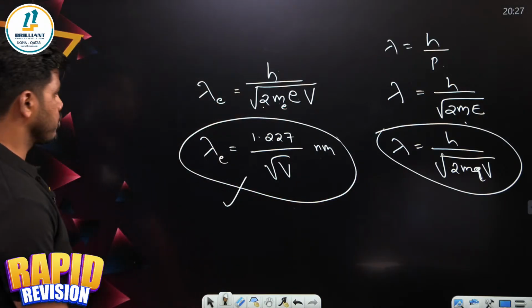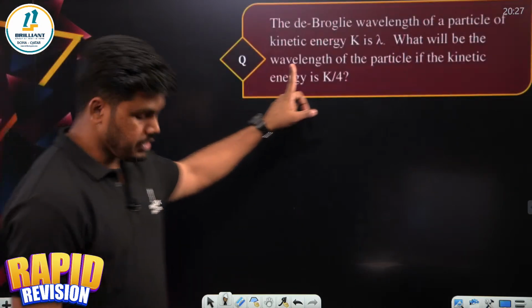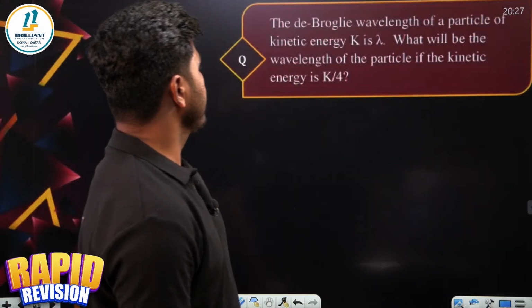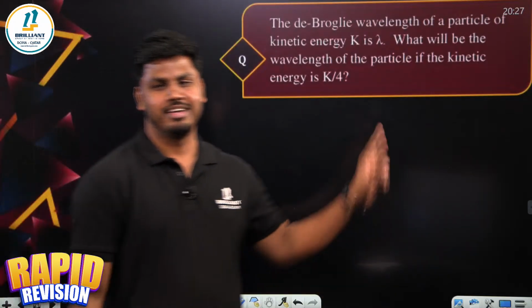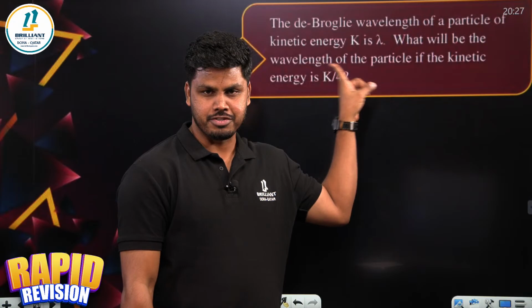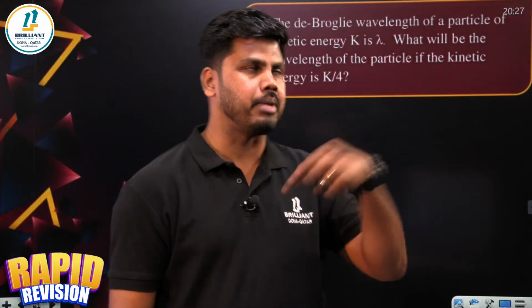I think we have one or two questions from the de Broglie part also. Let's go through that. Question number 1. The de Broglie wavelength of a particle of kinetic energy K is lambda. Wavelength is connected to kinetic energy. That is why I gave you the other equation, right? Momentum, kinetic energy relation we replaced.